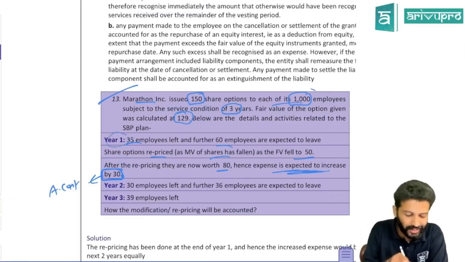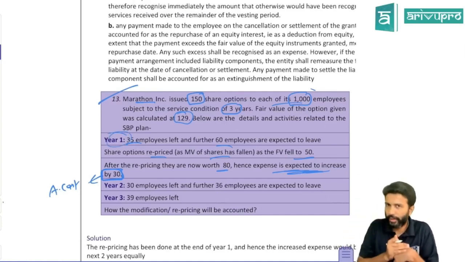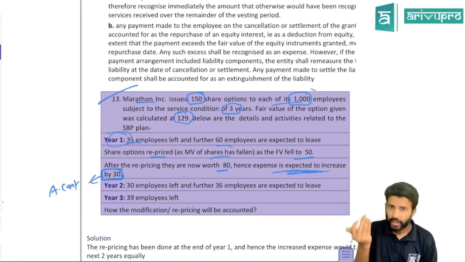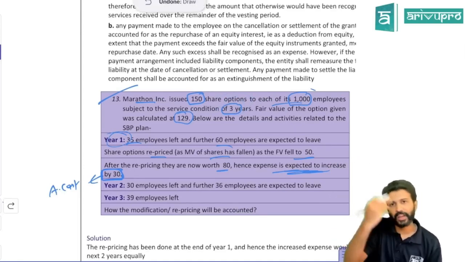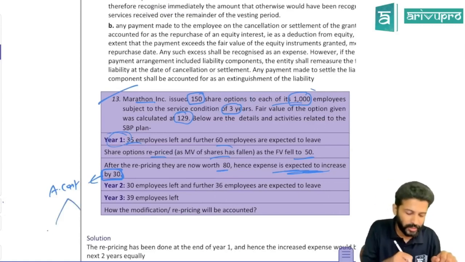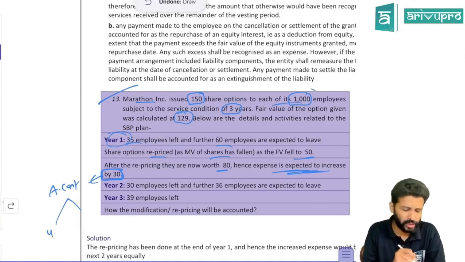You did this at the end of year 1, and you know the funda. If you do the modification at the end of year 1, whatever additional cost you're going to get will be booked over the remaining vesting period. The total vesting period was 3, and in that 1 year is already over. So the remaining vesting period is 2 years. So this additional cost will be booked equally over year 2 and year 3. I'll show you the accounting. Hang on, that will be better.